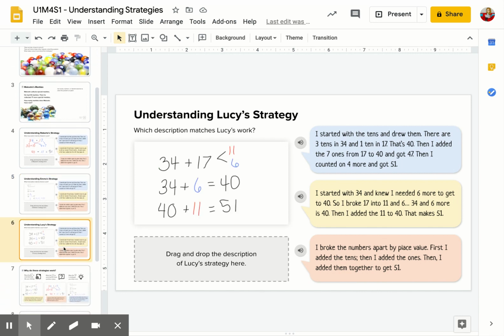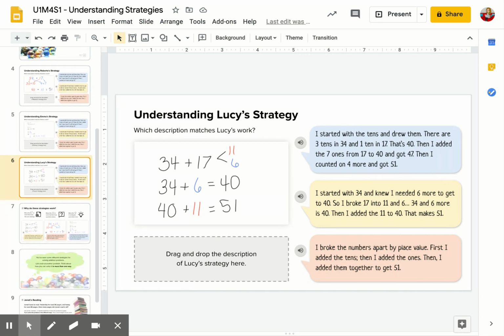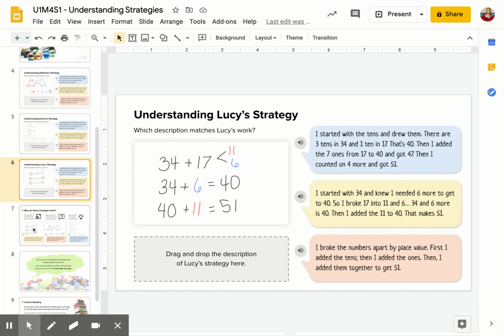And then we have Lucy's strategy. And I see some of you, all of us, my whole class, I think we're all using one of these strategies. So go ahead and do that. And then when you're done figuring out those 3, come back and we will look at why each one of these strategies works. Go ahead and work on those 3 slides.